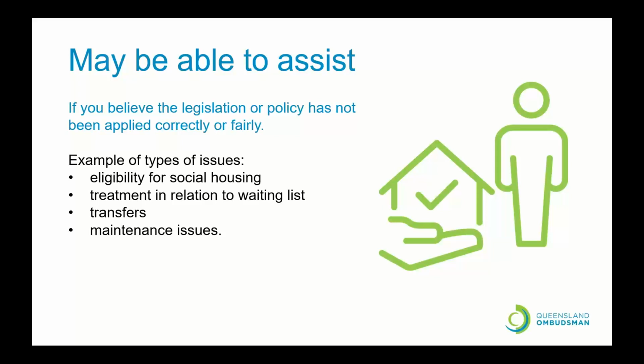So if it fits into that sort of category, then it's something that we may be able to have a look at. Examples of the type of issues that we can deal with in this area are eligibility for social housing, treatment in relation to the waiting list, transfers and maintenance issues. That's just to name a few. There's a very wide variety of issues that come across our desk.